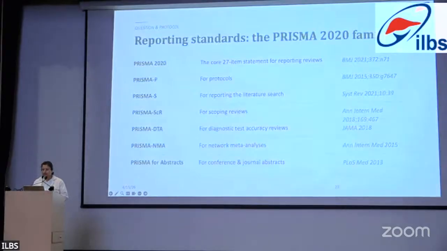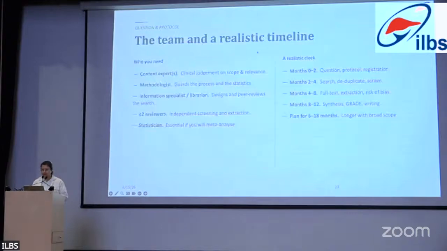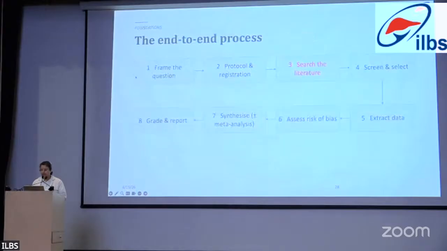So there are various reporting standards that tell you what to include. There isn't just one, but PRISMA 2020 we follow for reporting reviews. It is a 27-item checklist. As is well known, a systematic review is a team effort, so you will want content experts, methodologists who can guard the process, and information specialists who can design and peer review the search. But as I've started to learn, we can learn to be a methodologist and information specialist along the way, but we definitely need a content expert to complete the review.